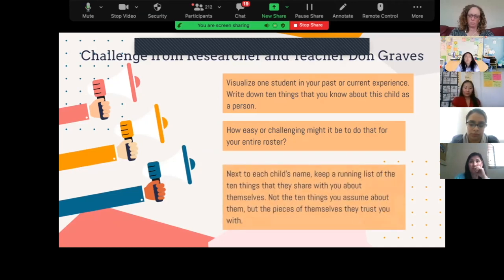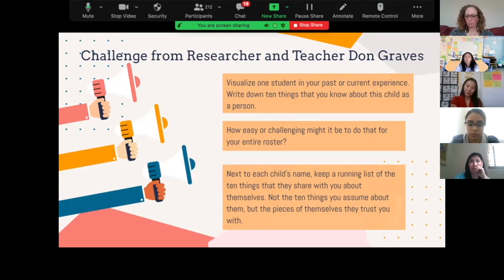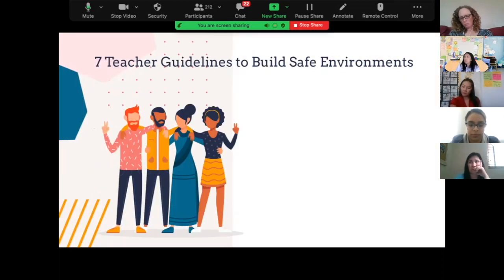And he puts this challenge out there where he says, next to each child's name, so take a roster at the beginning of the year, that roster is all about what you have learned about those kids. And keep a running list of those 10 things that they share with you about themselves, not the 10 things that you notice or that you assume, but pieces, and this is the way he words it, that they trust you with. So they've built that trust enough with you to let you in on who they see themselves to be. Now, if we've been doing this work of identity throughout the year, this list would be really easy. If we haven't, it's going to be a little bit more challenging.